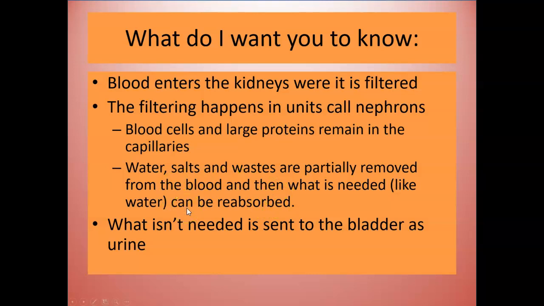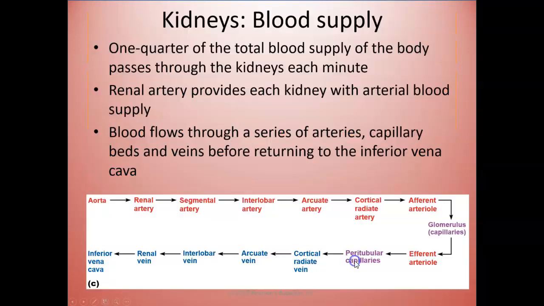So we get rid of everything except the stuff that's too big, and then we put back the important stuff, right? What isn't needed is then sent on to the bladder as urine. But the stuff that's needed comes back and becomes part of the blood that continues to cycle through the body here.